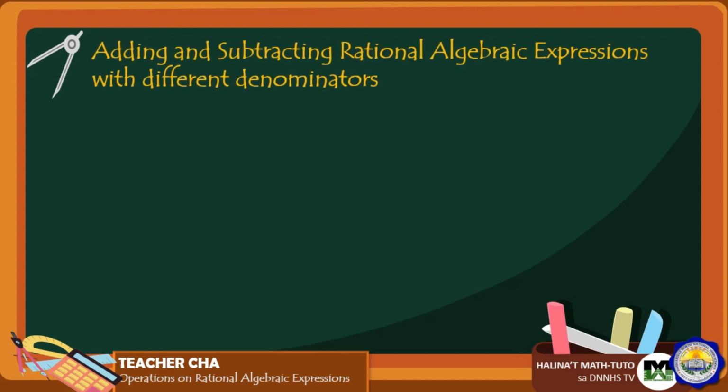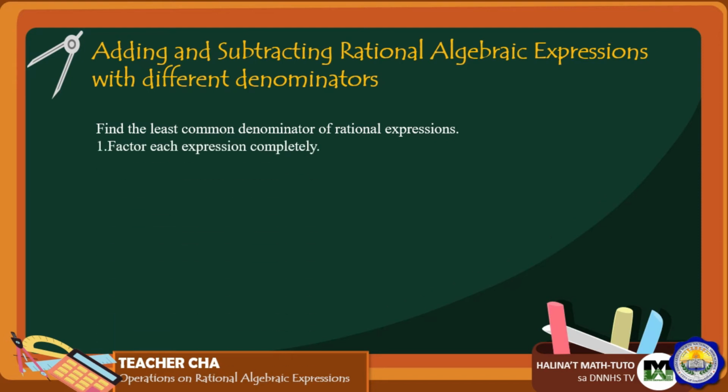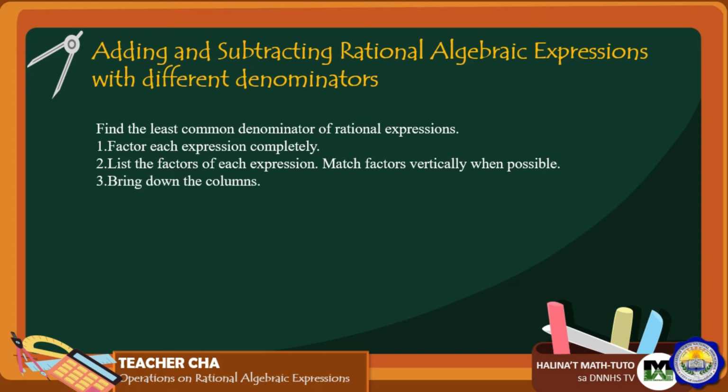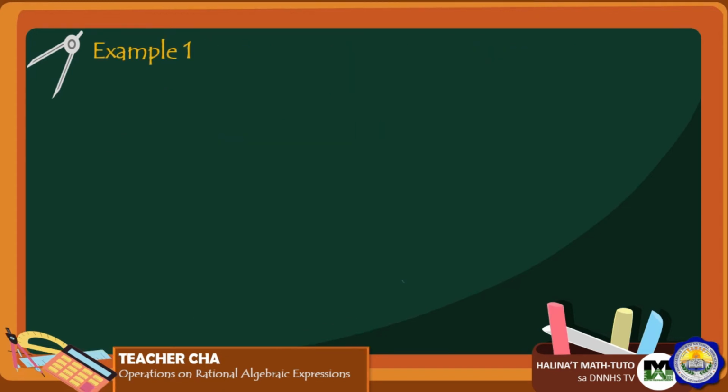Adding and subtracting rational algebraic expressions with different denominators. Adding rational algebraic expressions with different denominators is just like adding and subtracting fractions with different denominators. We are going to find the LCD. Okay? Find the least common denominator of rational expressions. How? Step 1. Factor each expression completely. 2. List the factors of each expression. Match factors vertically when possible. 3. Bring down the columns. 4. Multiply the factors.